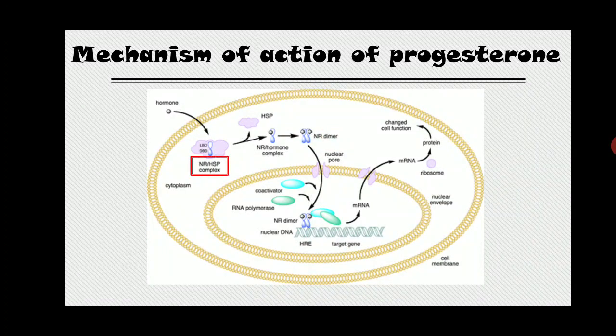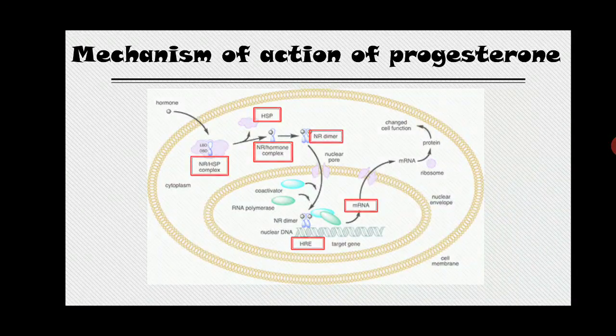Alright, so basically the hormone first binds with this steroid receptor HSP complex. As it binds, the heat shock protein will detach from the receptor, and the hormone will bind with the steroid receptor and make the receptor hormone complex. And once it becomes a dimer, it will diffuse inside the nucleus and bind with the hormone responsive element. Once the hormone responsive element is stimulated, it makes mRNA, and ultimately it will make appropriate protein changes.